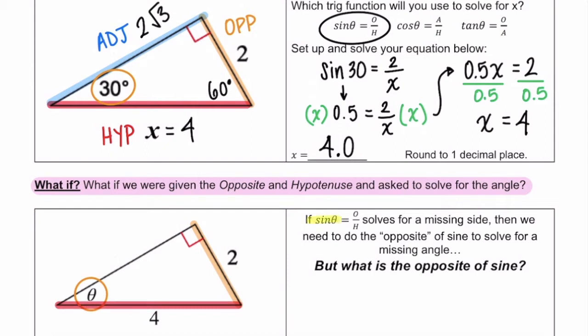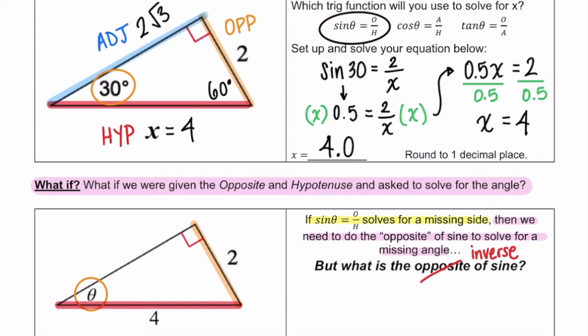So if sine of theta solves for the missing side, then we need to do the opposite of sine to solve for the missing angle. But what is the opposite of sine? To understand that, we need to come up with a different word for opposite. In math, a lot of times we will use inverse to mean the opposite. It will undo something. So inverse of addition is subtraction. Inverse of taking the square root is squaring. It will undo that operation.